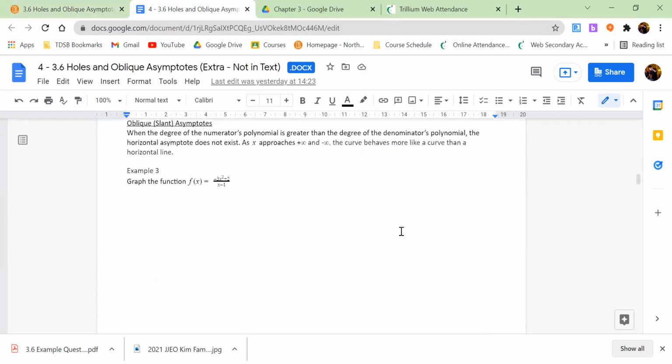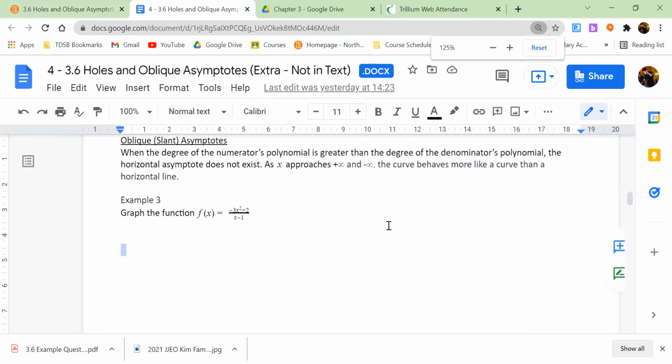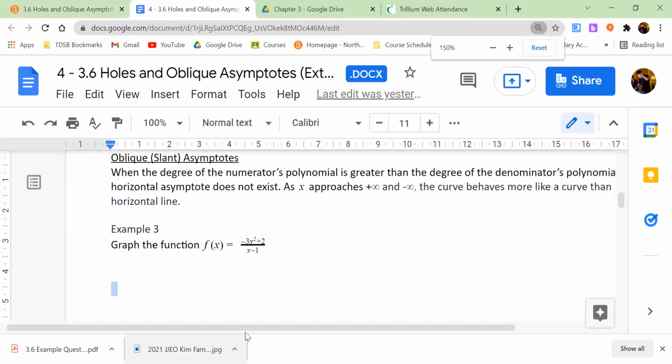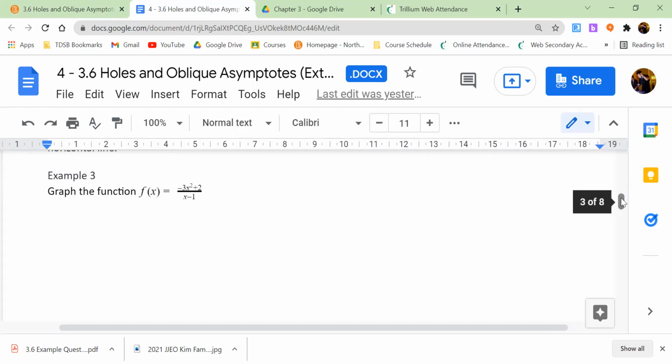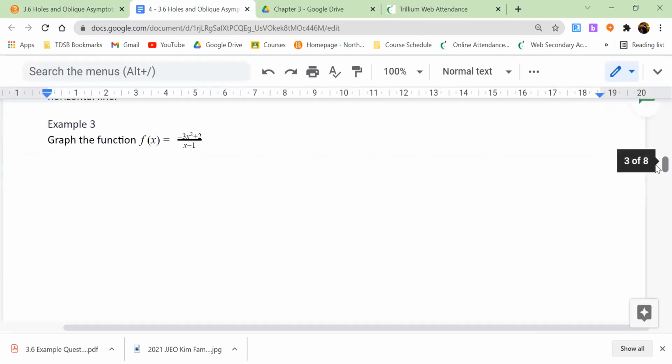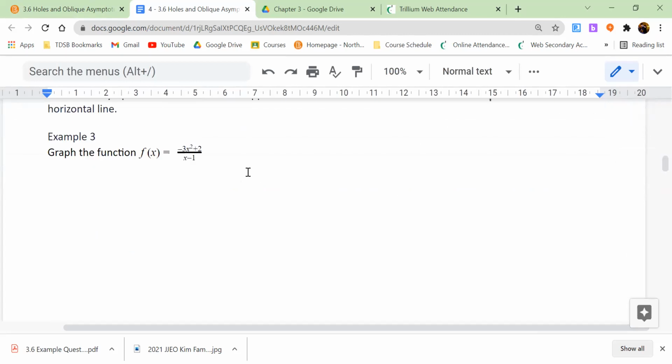Example 3. Here is a function. The only thing that I will say is this: every single step is going to be exactly the same, but as x approaches infinity and negative infinity, the curve behaves more like a non-horizontal line. It behaves more like an equation, is what I'm trying to say. Okay, so let's try it. Please follow along. We're going to do everything exactly the same as before.